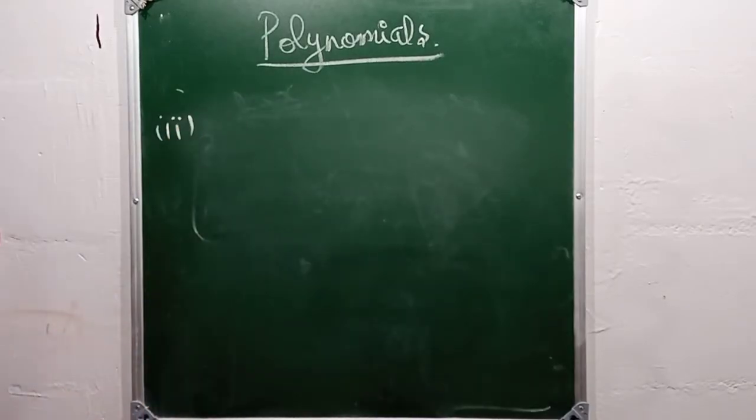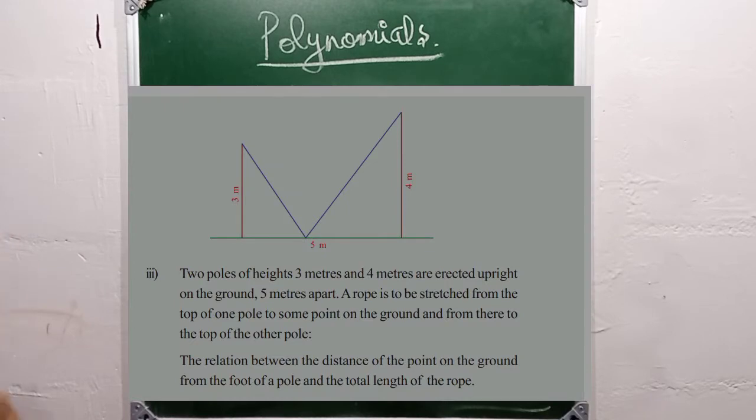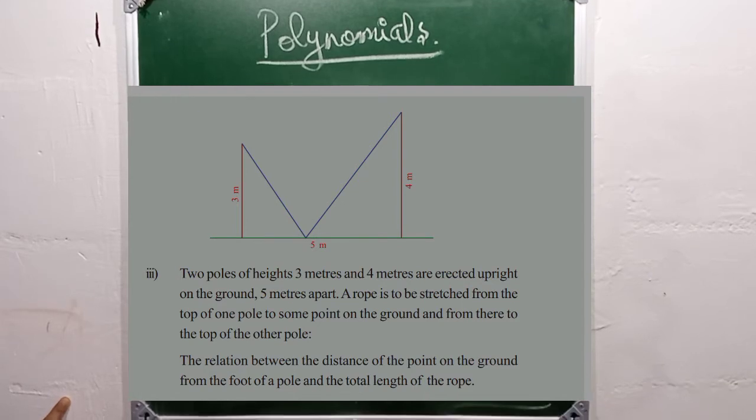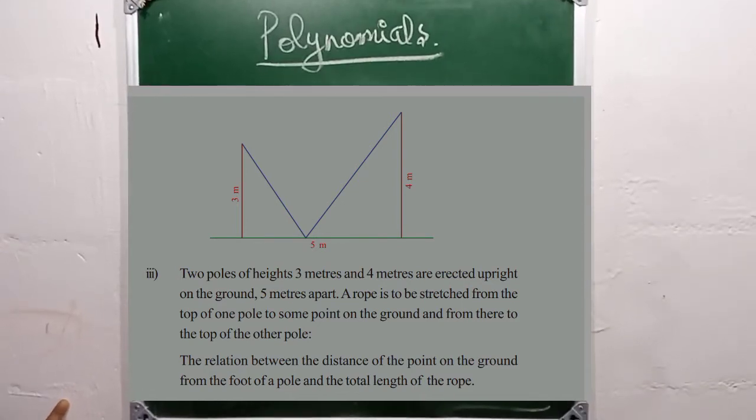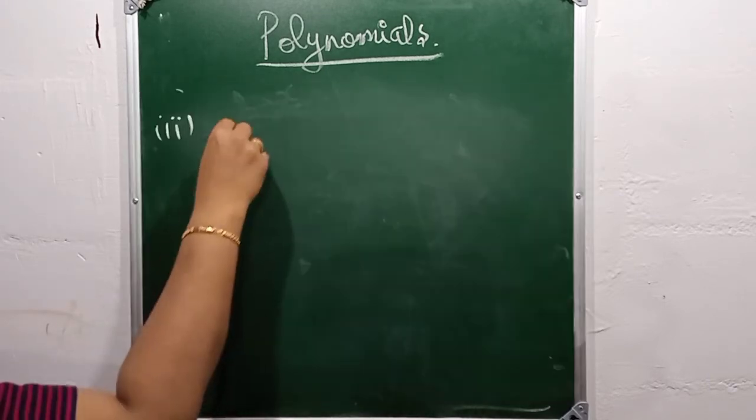Now we have the third sub question. Two poles of height 3 meters and 4 meters are erected upright on the ground 5 meters apart. A rope is to be stretched from the top of one pole to some point on the ground and from there to the top of the other pole. The relation between the distance of the point on the ground from the foot of a pole and the total length of the rope. Okay, so this is our figure given in the question.